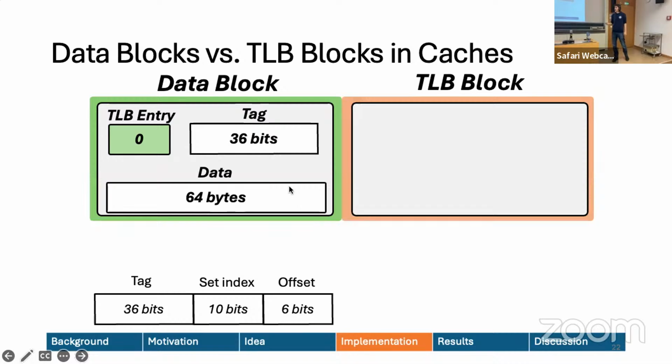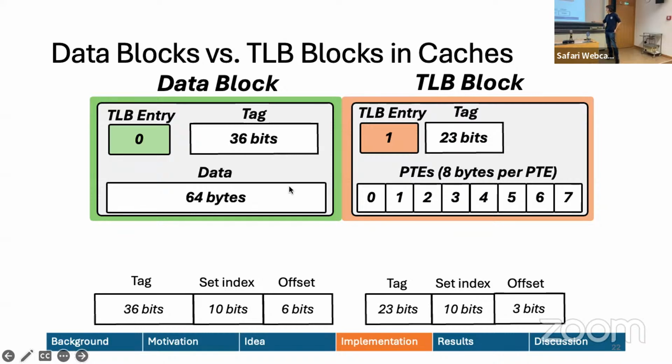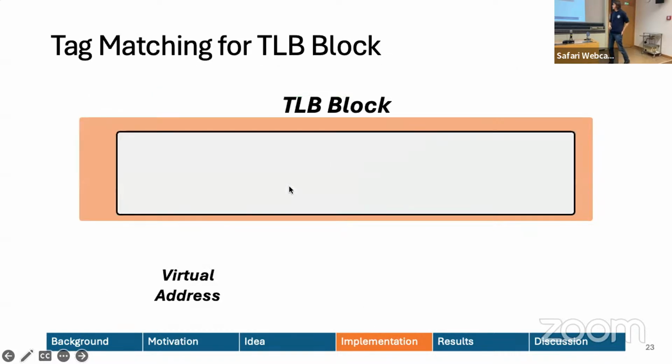And now that we want to make them TLB blocks, we have to set the TLB entry bit that we introduced to 1. And the thing we want to store are the page table entries. We need 8 bytes per page table entry. And we again have the offset, the set index, and the tag. The tag is the first 23 bits of the virtual address. And we have 13 bits to spare for some metadata.